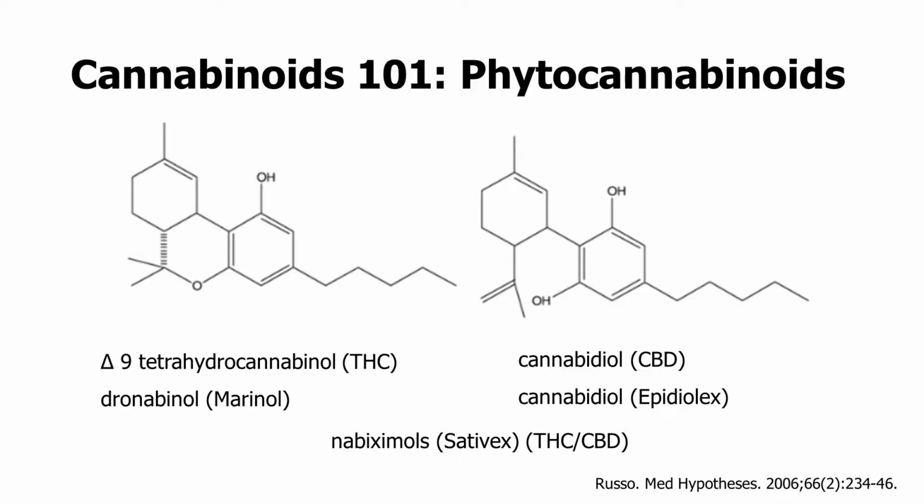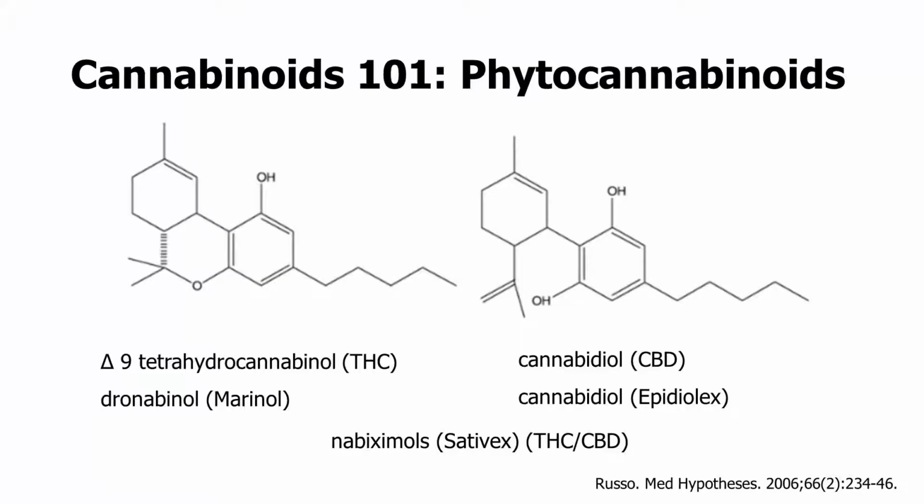CBD, the second most common cannabinoid, is thought of as the non-psychoactive cannabinoid. It does not make people high and mostly actually has an anti-inflammatory effect. There is also an FDA-approved version of this, that's cannabidiol or Epidiolex, that is approved for a few rare seizure disorders.